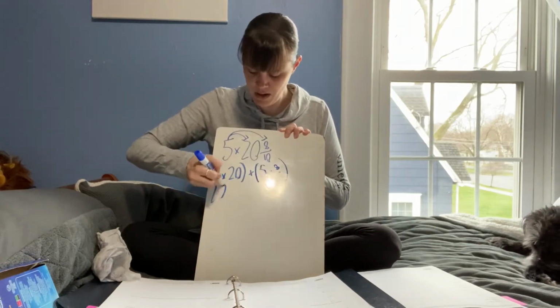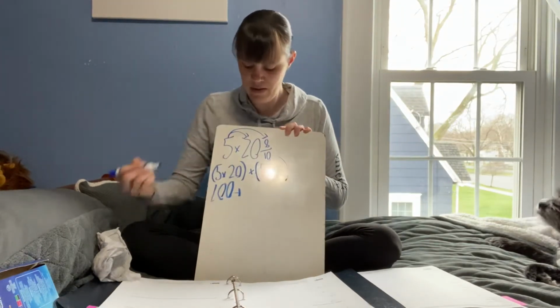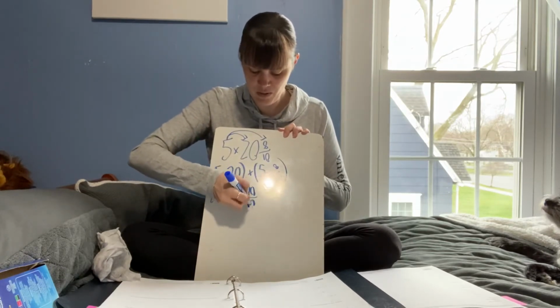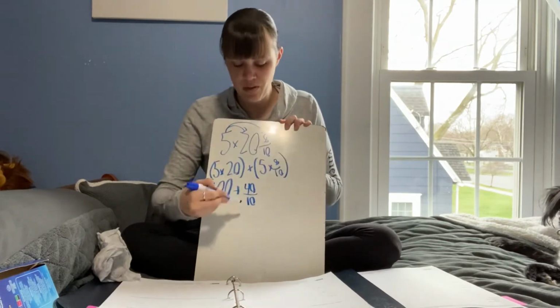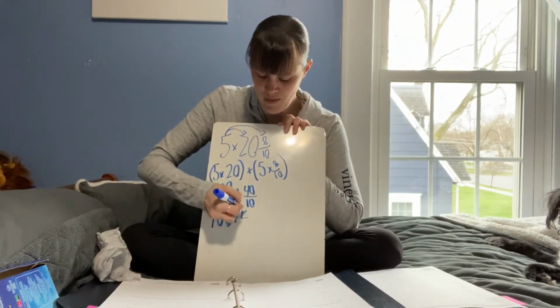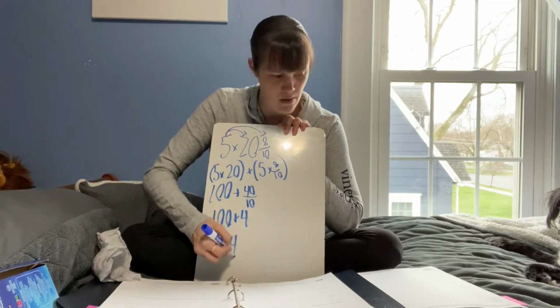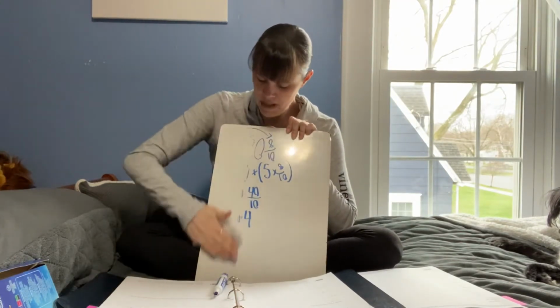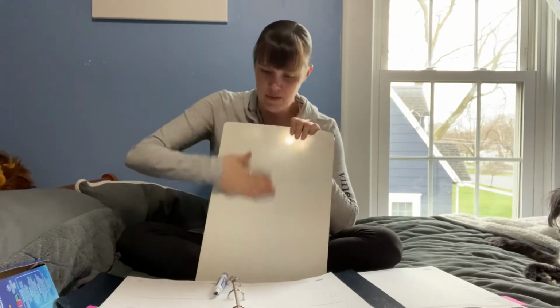5 times 20 is 100, right? Plus 5 times 40 tenths. What is 40 tenths? What's 40 divided by 10? That's right, it is 4. 104. Look at this, we are already on the back. Excellent.